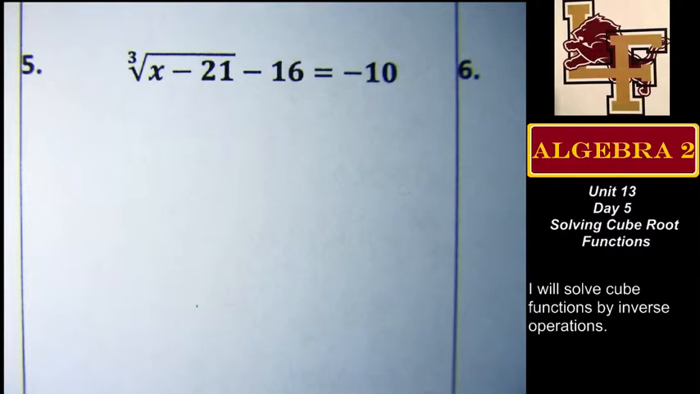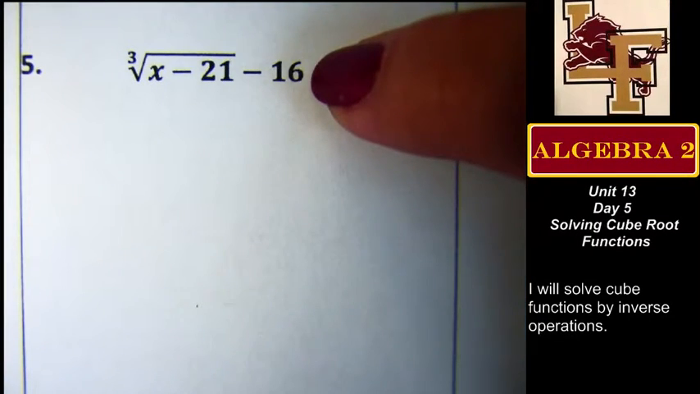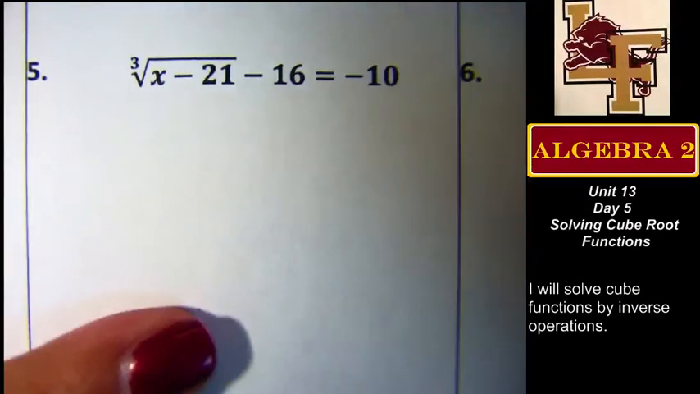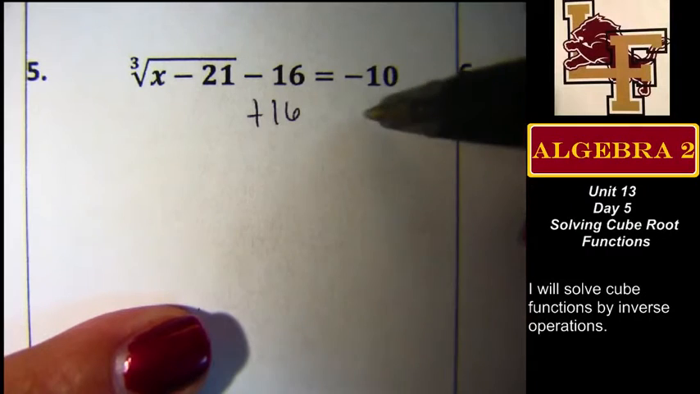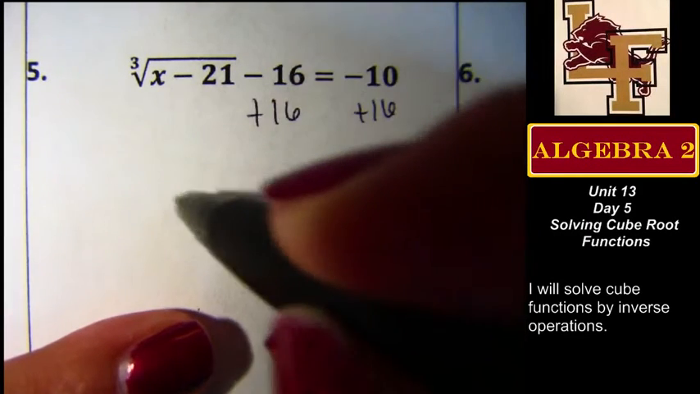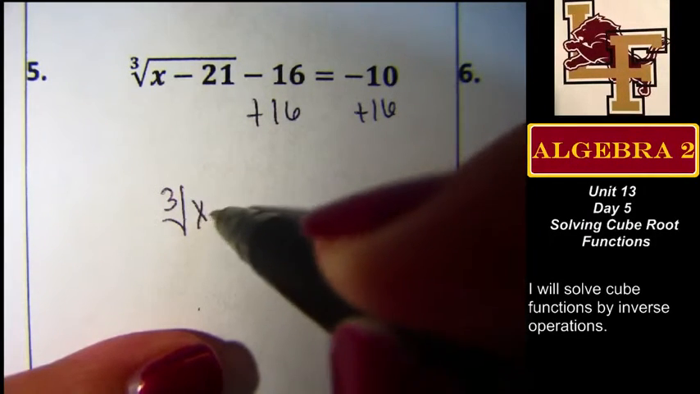Is the cube root by itself? No, so I need to get rid of the stuff outside of the cube root. What's outside the cube root? The -16. I need to get rid of the -16. She said add 16 to both sides. I saw you doing the little add symbol with your pencil there in the back. Thank you very much.